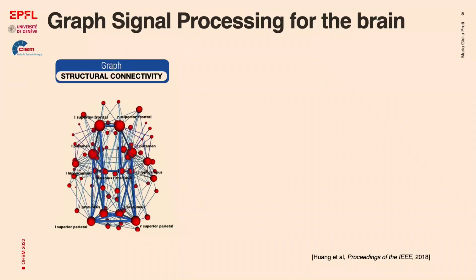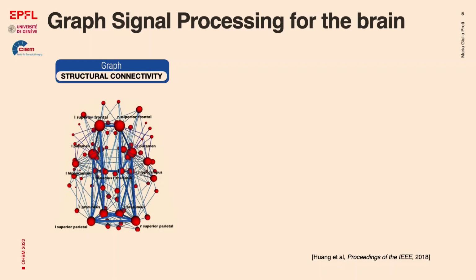We need a graph, yes, and for us, contrarily to the work of Katharina, the graph is a structural graph. So it's structural connectivity, where nodes represent regions in the brain of a certain parcellation, and edges quantify the structural connectivity between different regions.